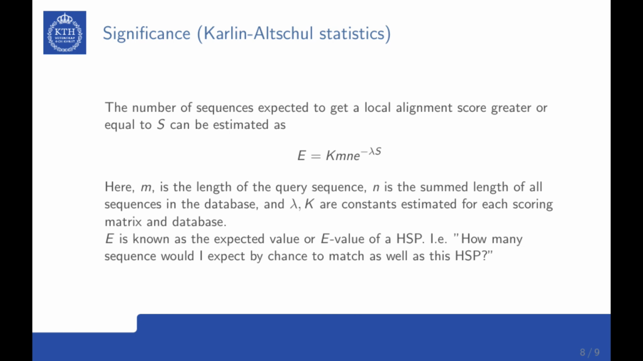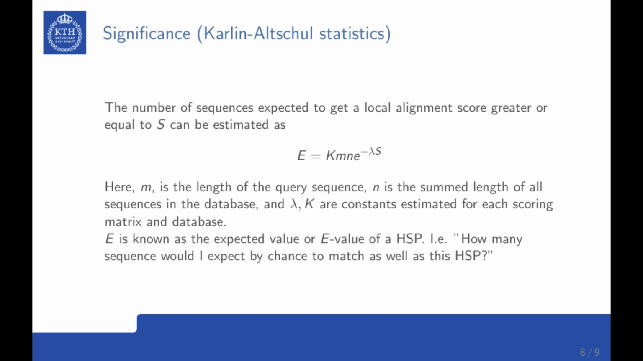The last step involves calculating the significance of a score. This is probably the greatest achievement of the BLAST algorithm, that they can calculate the significance of any match. This is enabled by something known as the Karlin-Altschul statistics. It stipulates that you can calculate the value E, which is equivalent to the number of sequences that get a local alignment score greater than or equal to S.